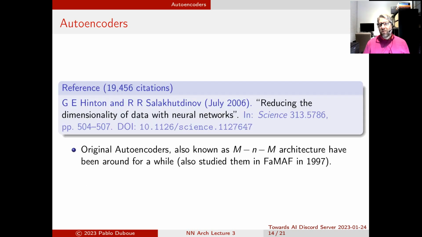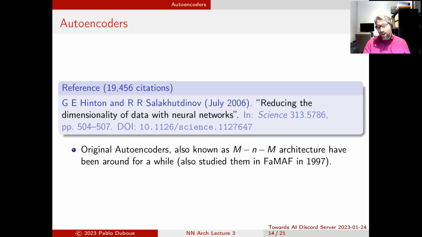All right, so now we get to the most interesting part, the autoencoders. Yeah, so this paper is in many aspects the beginning of deep learning. It's a Science journal paper from 2006 by Hinton and Salakhutdinov on reducing dimensionality using neural networks. Yes, and it's an expansion on the original autoencoders, also known as the M-N-M architecture.